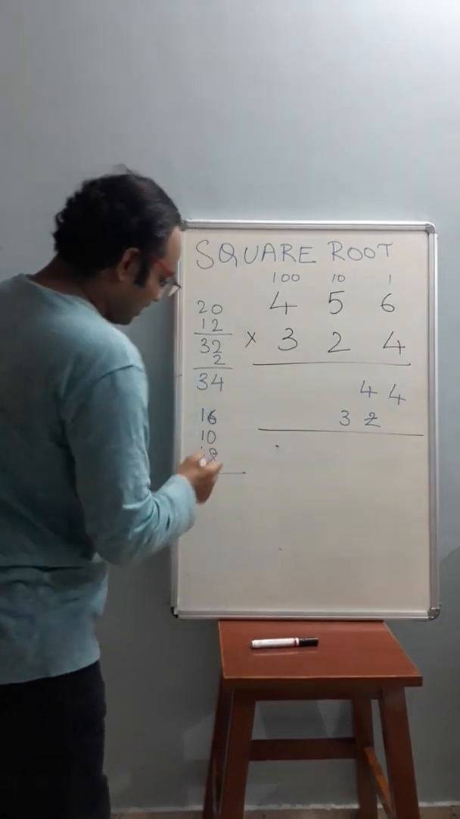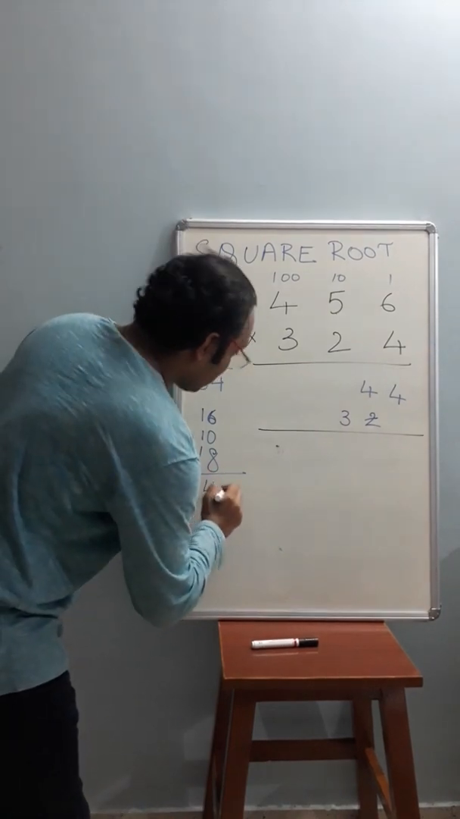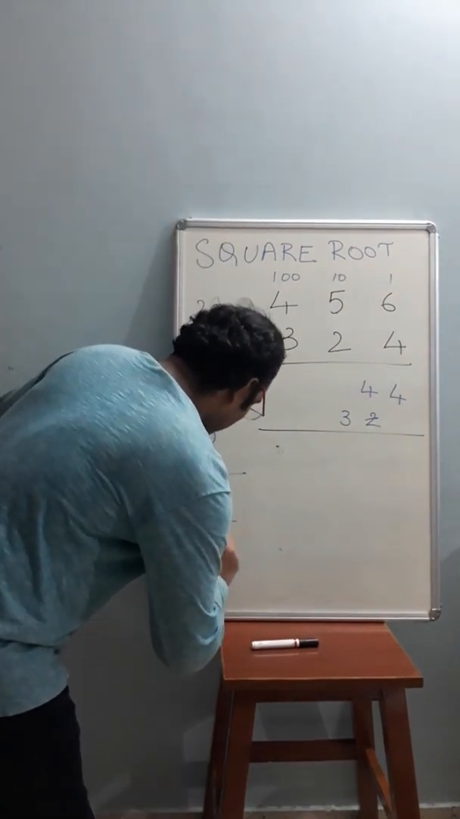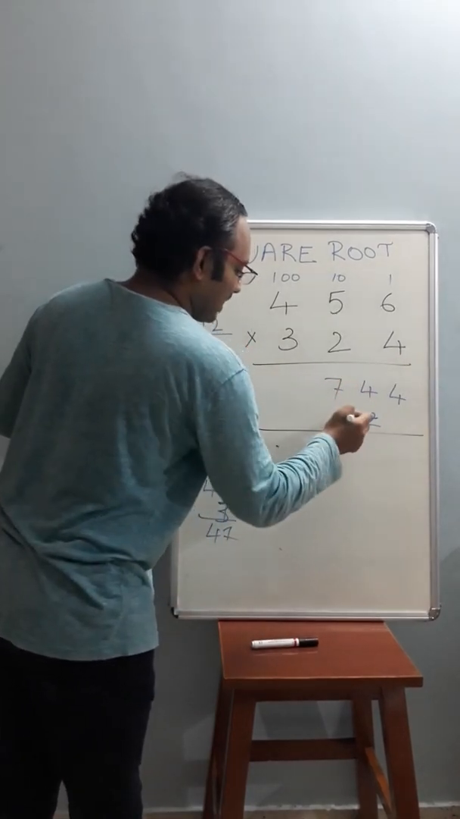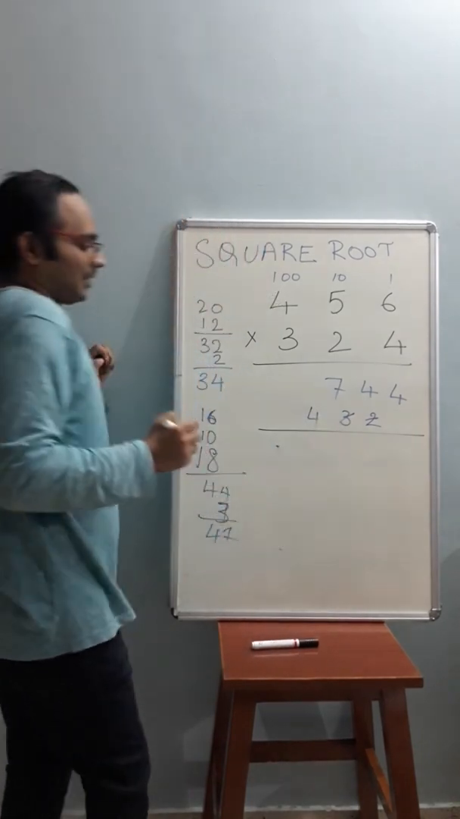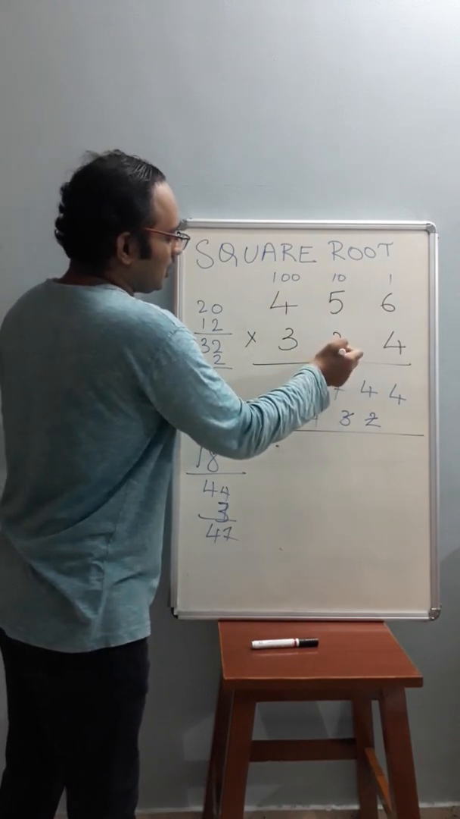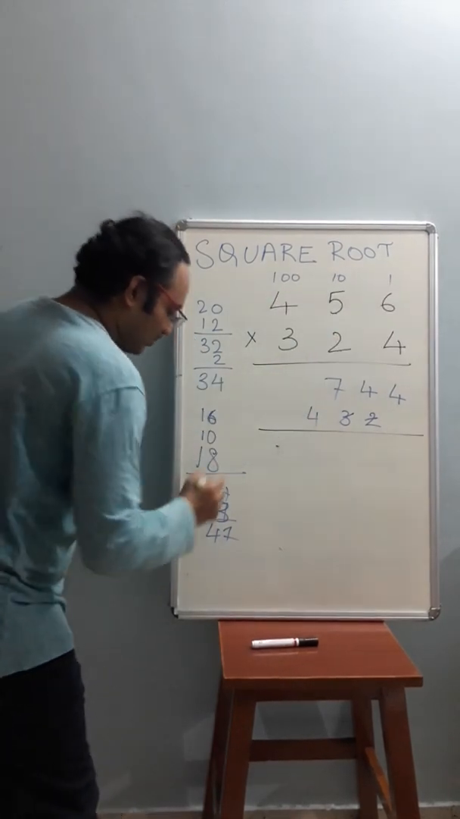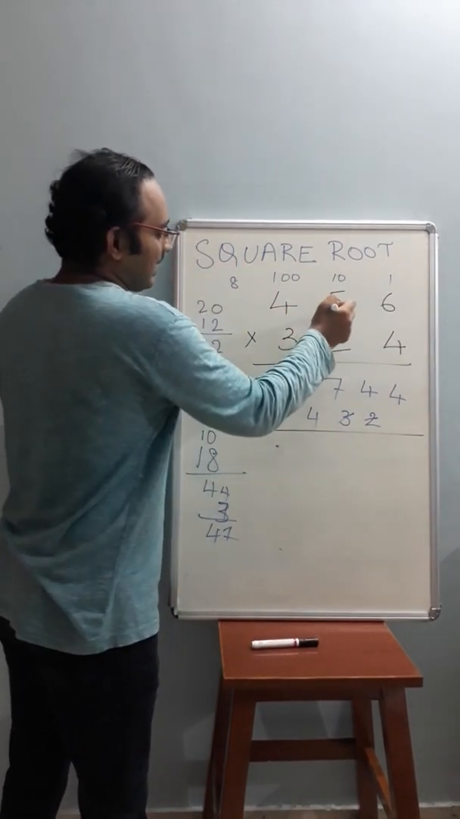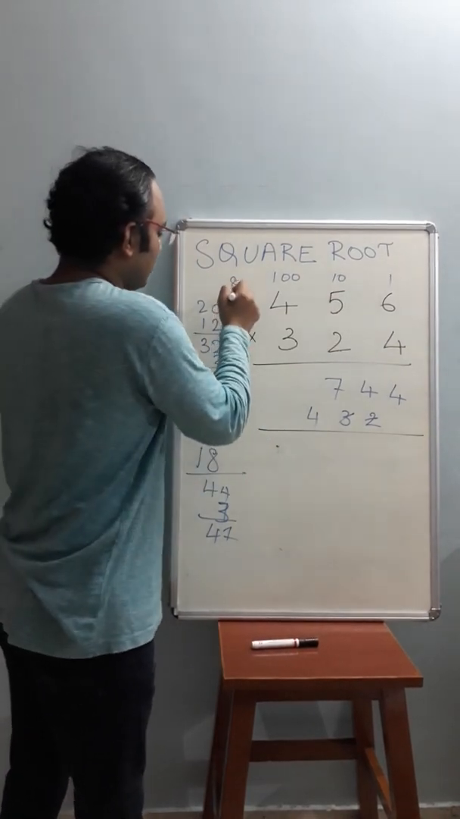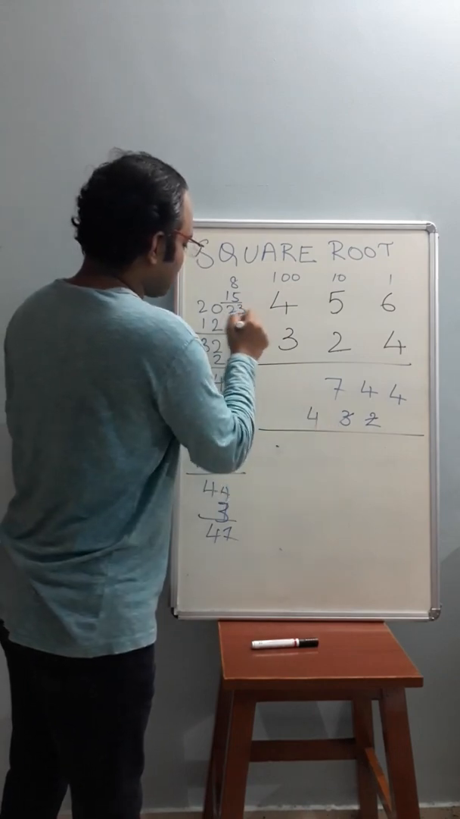This would be around 26, 46, 44 plus 3, this would be 47. So this would be 7 hundreds and 4 thousands. Next, 4 hundreds into 2 tens, that is 8 thousands. 3 hundreds into 5 tens, that is 15 tens. This would be 23 plus 4, that is 27.